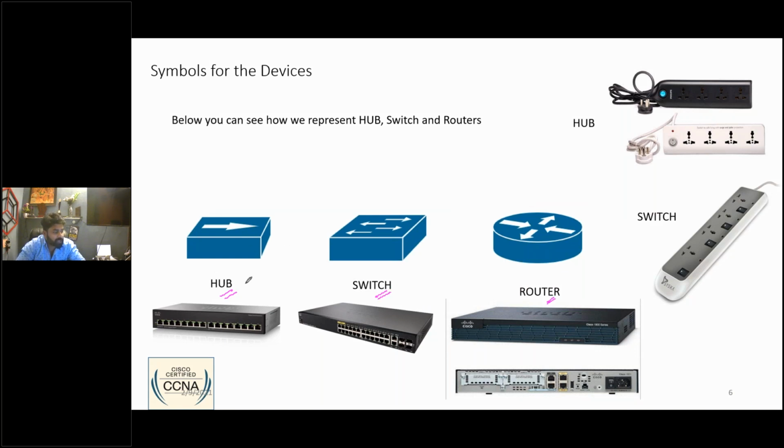Now, how can I represent a hub in a graphical manner? A rectangular box with one arrow pointing in one direction. A switch is a rectangular box with 2 arrows pointing right and 2 arrows pointing left. A router may be a cylindrical shape, 2 arrows pointing outward, 2 arrows pointing inward. These are the 3 different components I have. These are the symbols.